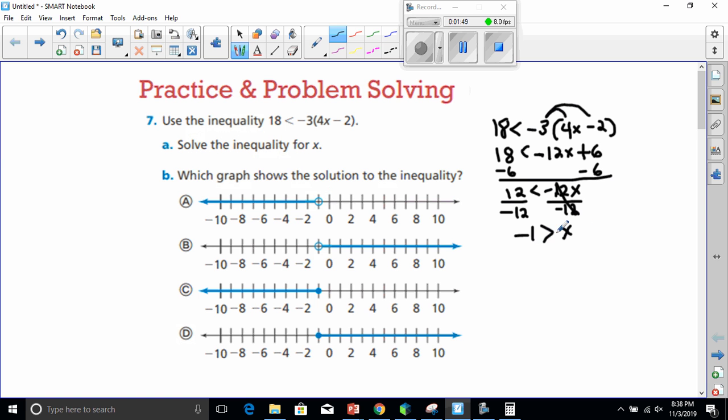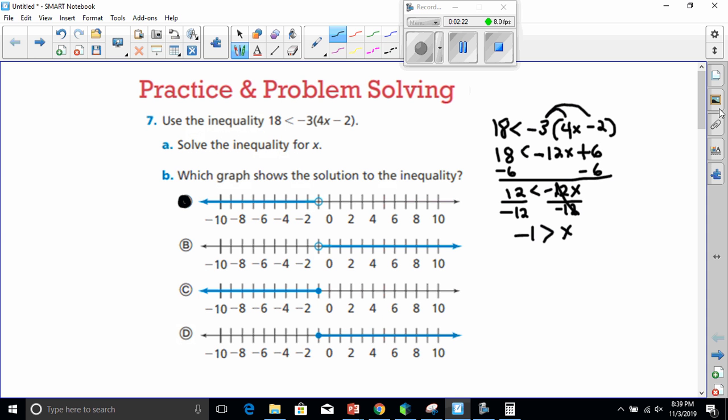Well, it is not equal to it because there's not an equal to sign underneath. That means it will be an open circle. And since it's less than negative 1, A has to be correct. We can eliminate B because it says that it's greater than negative 1, and that's not true. We can eliminate C because it says it will be equal to negative 1, and that's not true. And D is incorrect because it's not greater than negative 1 or equal to negative 1.